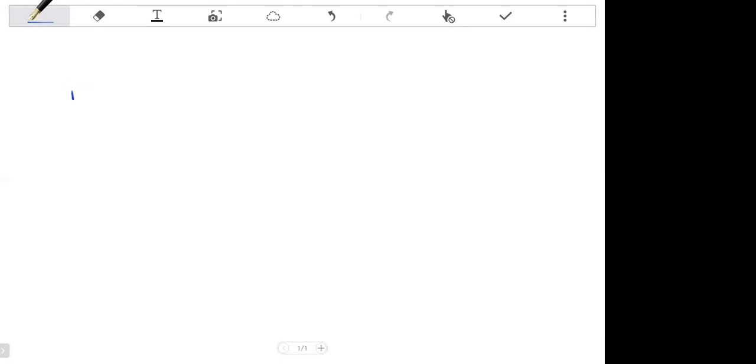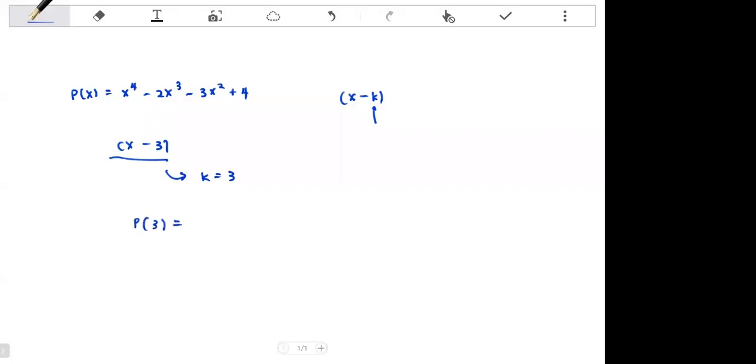P of x is given as x to the 4th minus 2x cubed minus 3x squared plus 4. So our question is, what is the remainder when P of x is divided by x minus 3? Remember the form x minus k, right? K is what we're finding. In this case, k is going to be 3. So we just plug k into the equation, and that should be our remainder. Let's try plugging in k, which is 3.